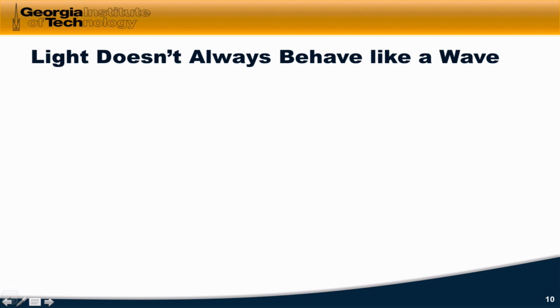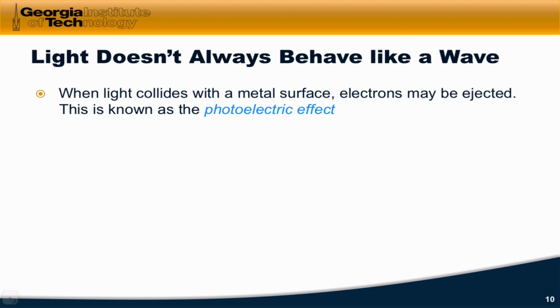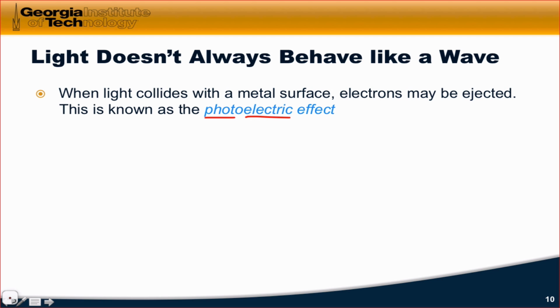One of the magical things about light is that it doesn't always behave like a wave. And here's an example of an experiment that we can do to show that light does not always behave like a wave. When light collides with the metal surface, electrons may be ejected from the metal, and we can actually attract those electrons to, say, a positive plate and measure the current that's produced and measure the resulting voltage. This is called the photoelectric effect, which is a name that makes sense because light is being used to eject electrons from the surface of the metal.